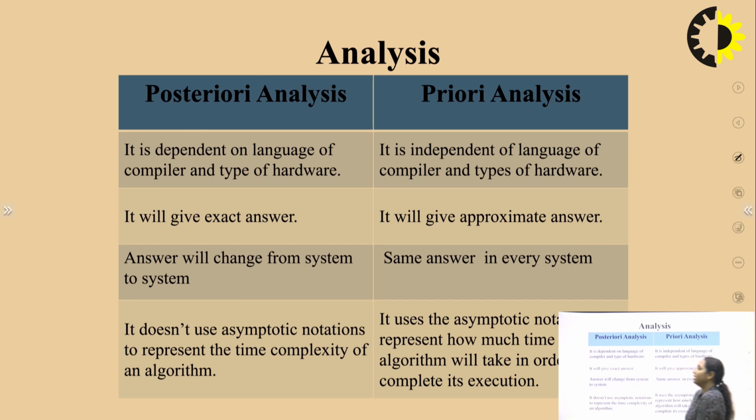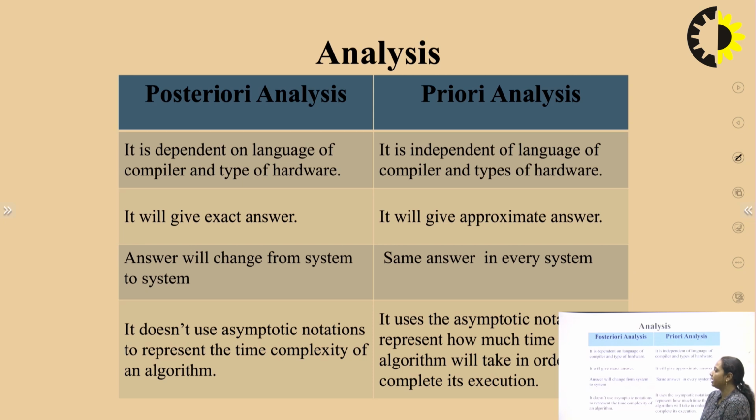Now posteriori analysis gives the exact answer and priori gives the approximate answer. Next, the answer will change from system to system, as posteriori analysis is dependent upon the hardware. So whenever we change the system, the answer will change. But in case of priori, there is no change of answer with the change in the system, because we are no more concerned with the hardware.